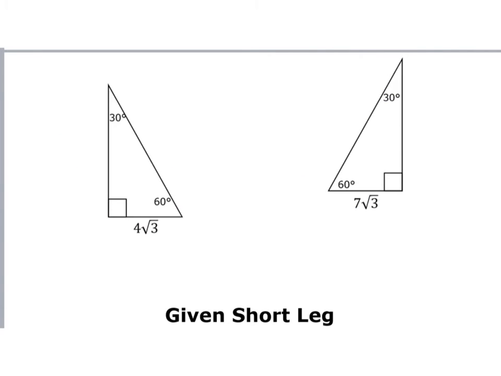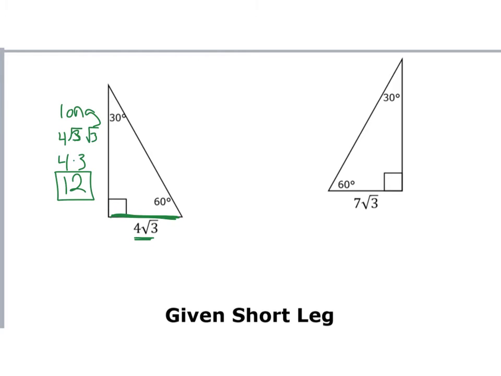Now the next one's a little weird because my short leg already has the square root of 3 on it. So when I come over here to my long leg, it says take this short leg, the 4 square roots of 3, and multiply it by the square root of 3. What happens when I do 4 square roots of 3 times square root of 3? 4 radical of 9. Well, what is the square root of 9? 3. And then you bring it out, and then 4 times 3 is 12.